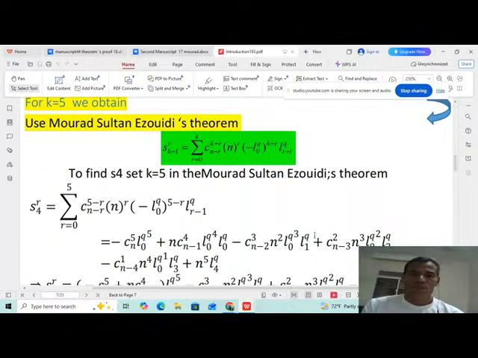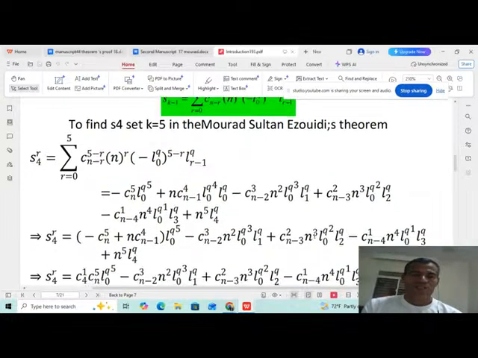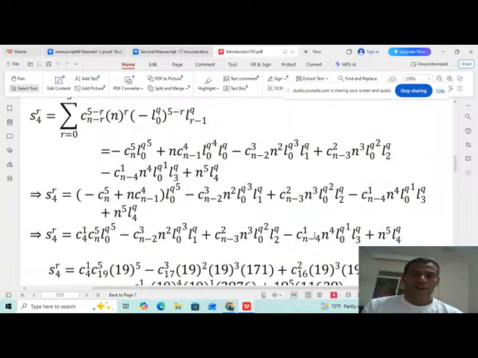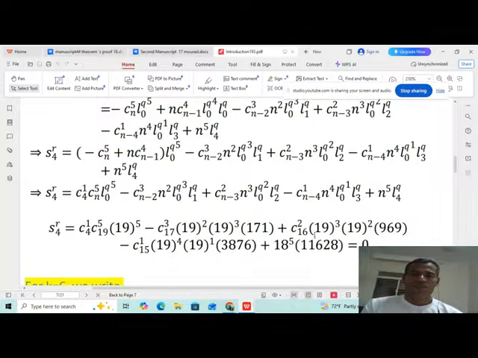We'll also use Ezouidi theorem to find S4. Just put k equal 5, and here is the formula to find S4. Here you can see that the highest power is 19. That's why we use n choose 5, meaning 19 choose 5. And where does the 5 come from? Because 1 plus 4 gives 5. And why is it positive? Because this is an even number, so no need to make it minus. The signs go positive, negative, positive, negative, positive.